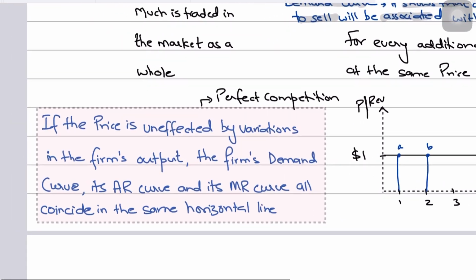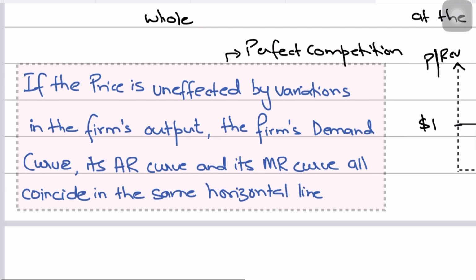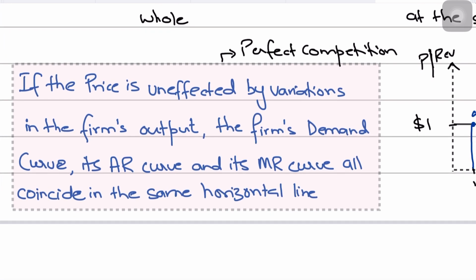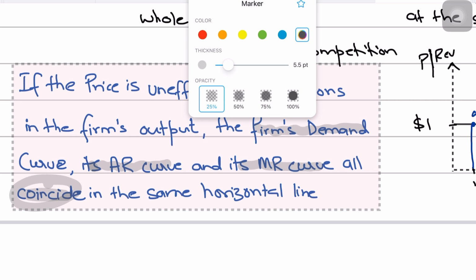And the last thing before I end this video is that remember, guys, if the price is unaffected, which means it's not changing in a perfectly competitive market, and if price is not affected by variations in the firm's output, whether you increase or decrease output, then the firm's demand curve, its average revenue curve, and its marginal revenue curve all coincide. Use this word coincide. Don't say they are the same. I mean, they are the same, but there's a difference between what we refer to for our own understanding versus what we write in the exam.